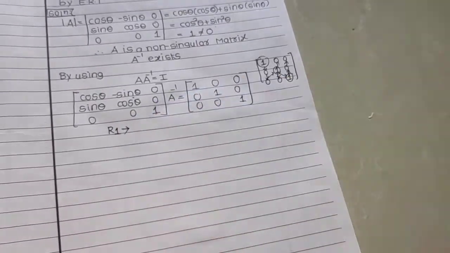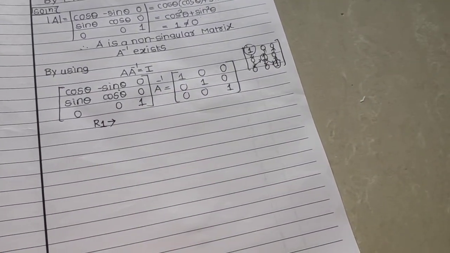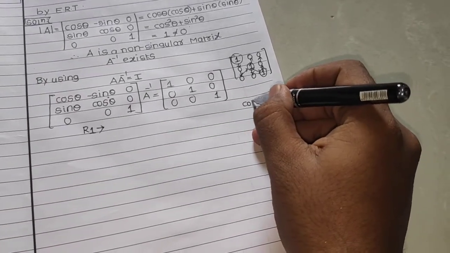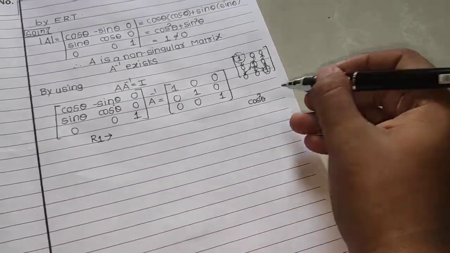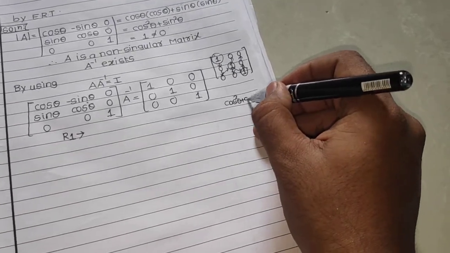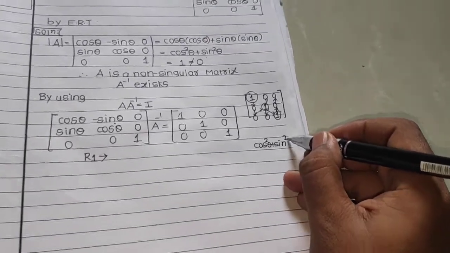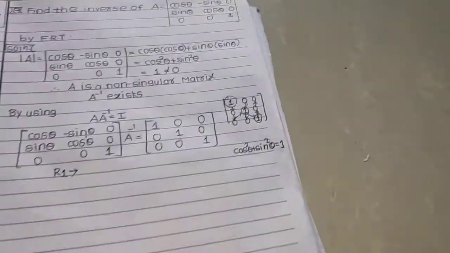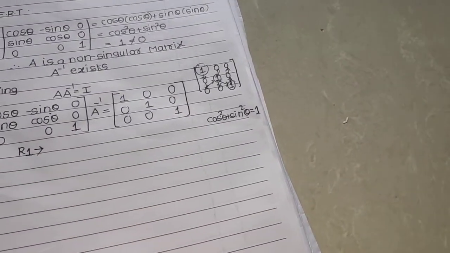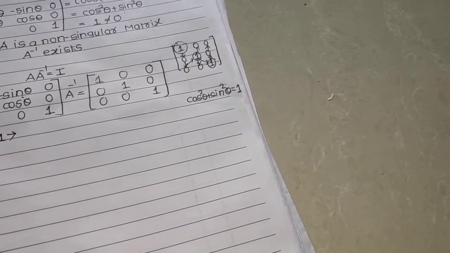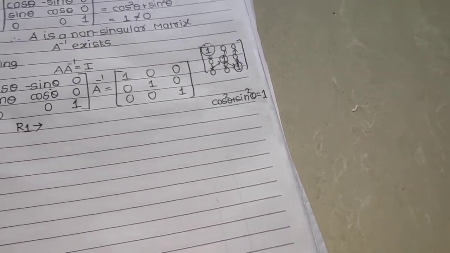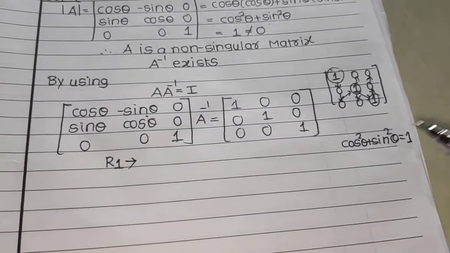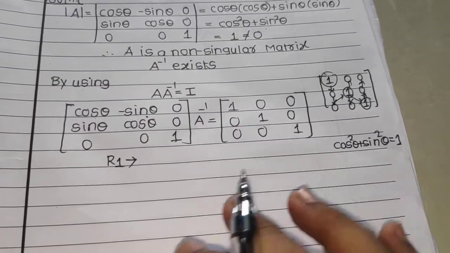R1 changes to... So all of us know one universal law. And what is that universal law? Cos square theta plus sin square theta is equal to 1. So why can't we apply this? Cos square plus sin square equal to 1 is known to all of us.